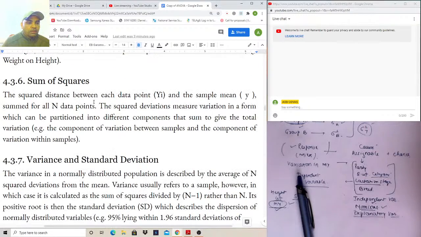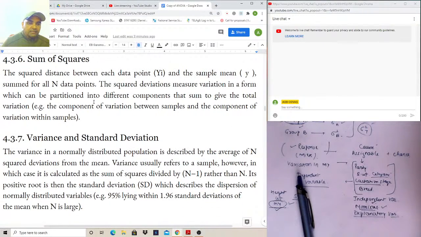Now, sum of squares. The squared distance between each data point and the sample mean, summed for all n data points. So the squared deviations measure variation, which can be partitioned into different components that sum to give the total variation. For example, the component of variation between samples and the component of variation within samples. So between and within, assignable causes and unassignable causes. These sums of squares can be partitioned, right?